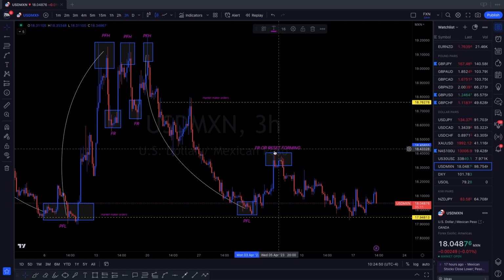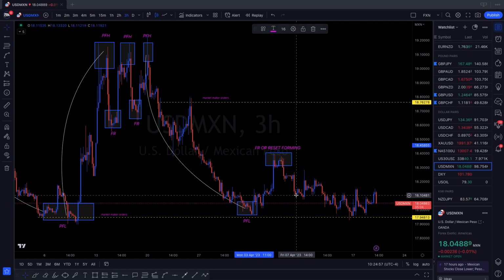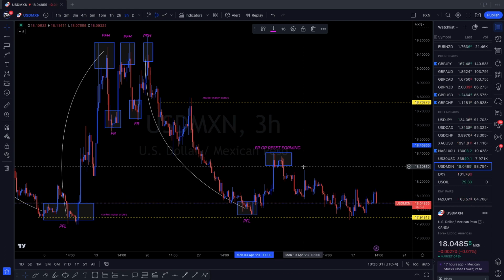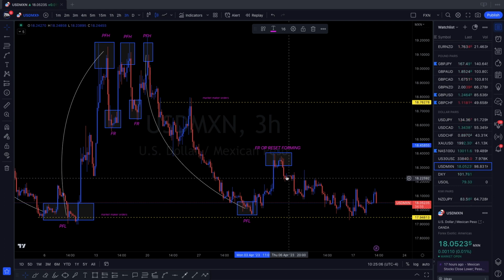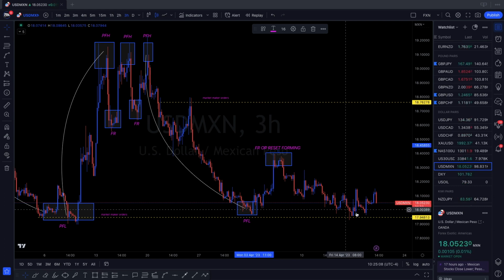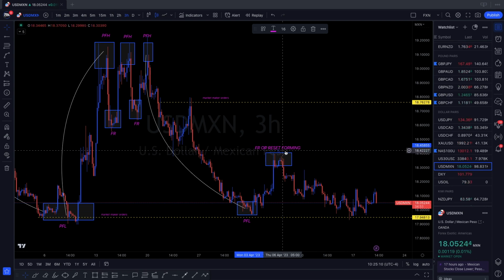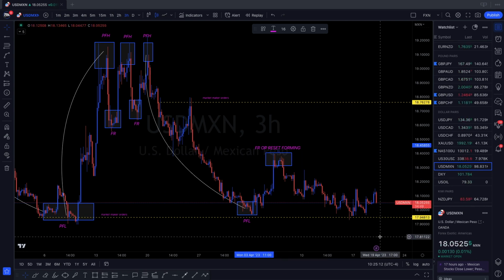So this is what I like to call a failed reset or a reset forming. When I see pairs that are behaving like this, these are pairs that I just avoid altogether until they figure out whether they want to be a failed reset, which would give us another peak formation low here, or if it's going to be a reset and continue to move lower.